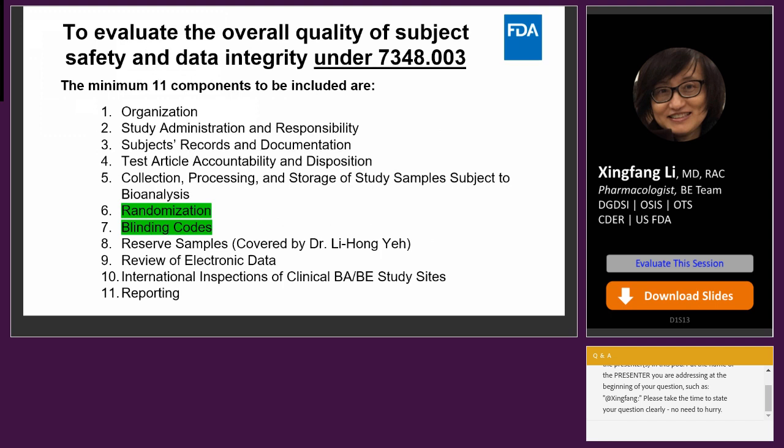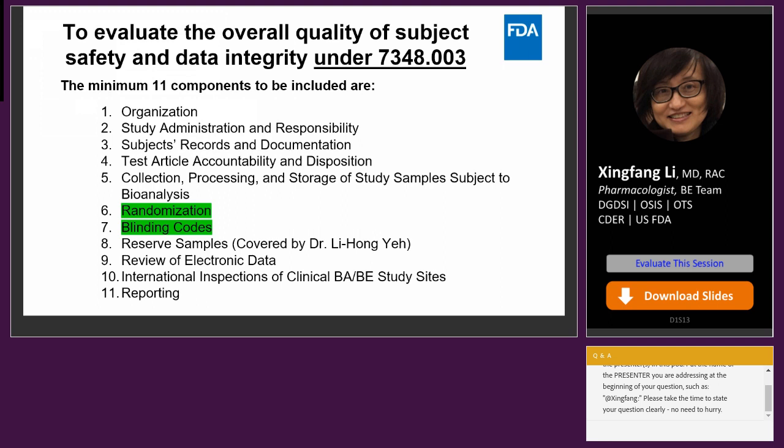To evaluate the overall quality of subject safety and data integrity, at a minimum, those 11 components will be examined during a BABE clinical inspection. This is not meant to be an all-inclusive list of the components that may be covered during an inspection.